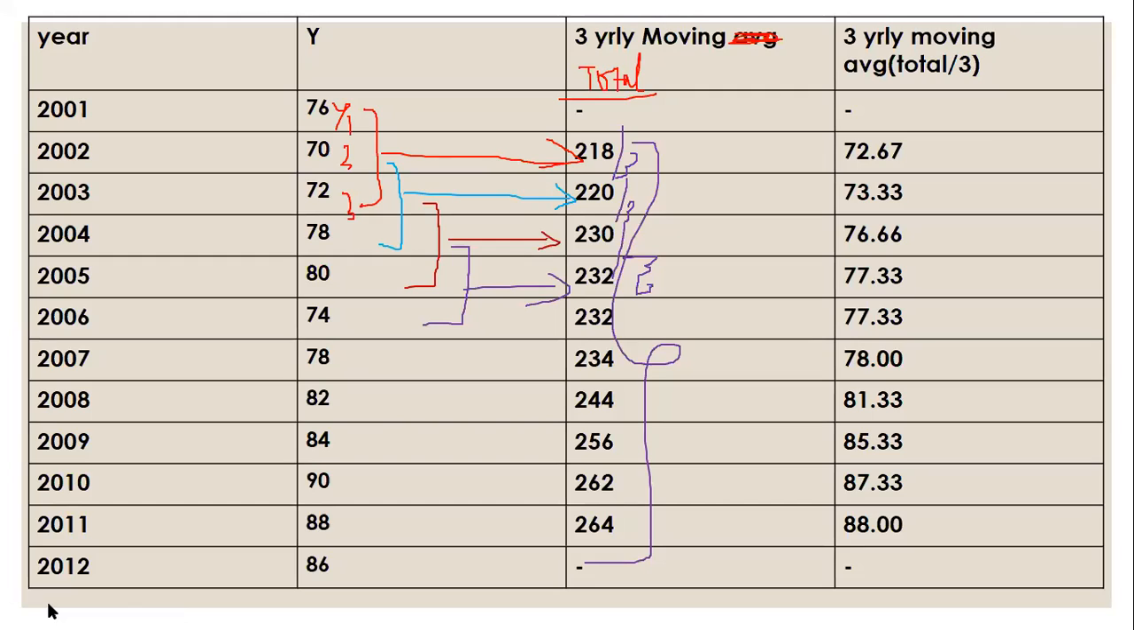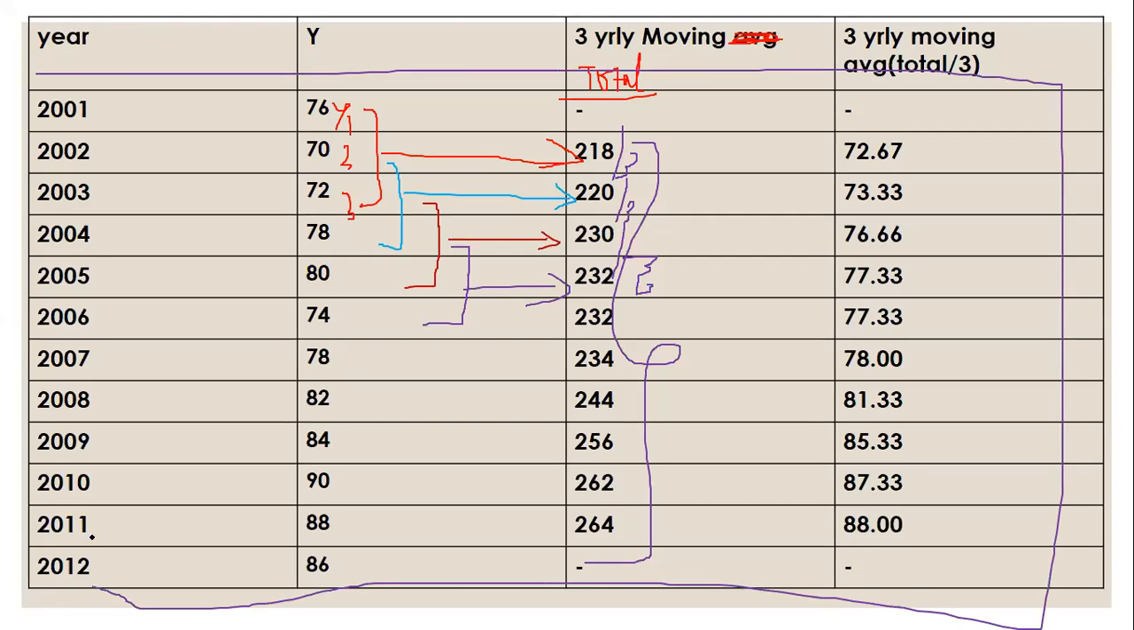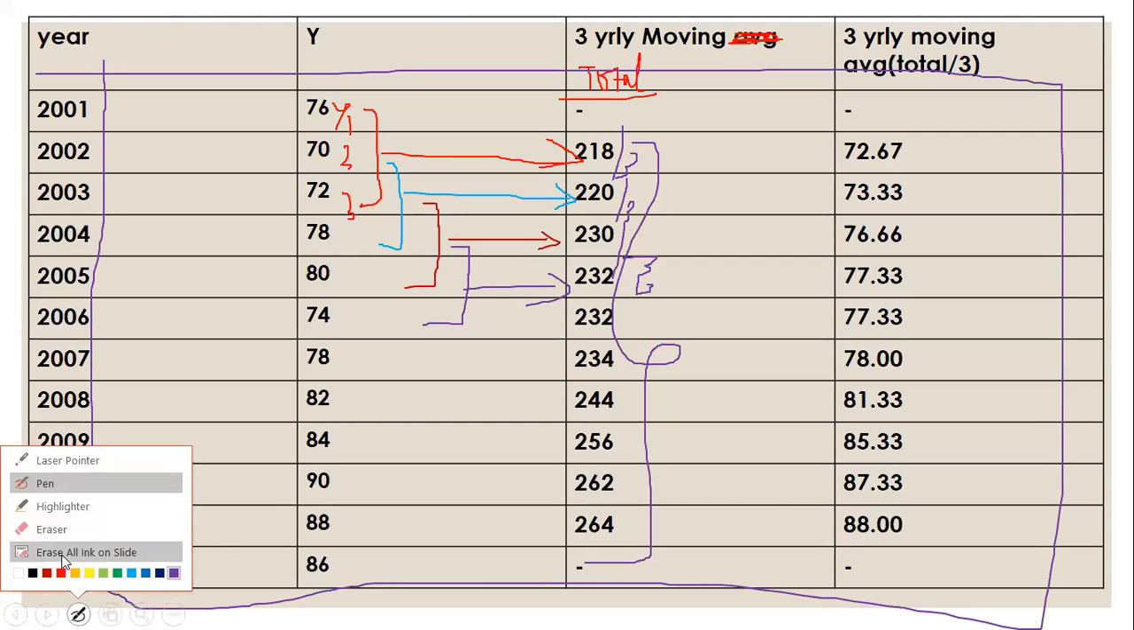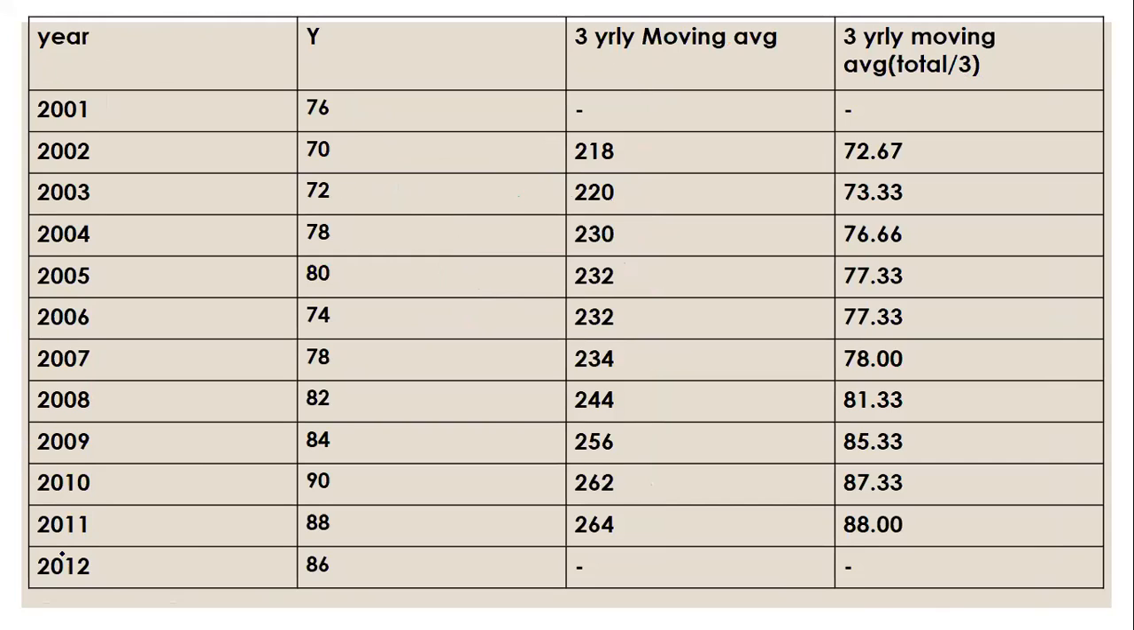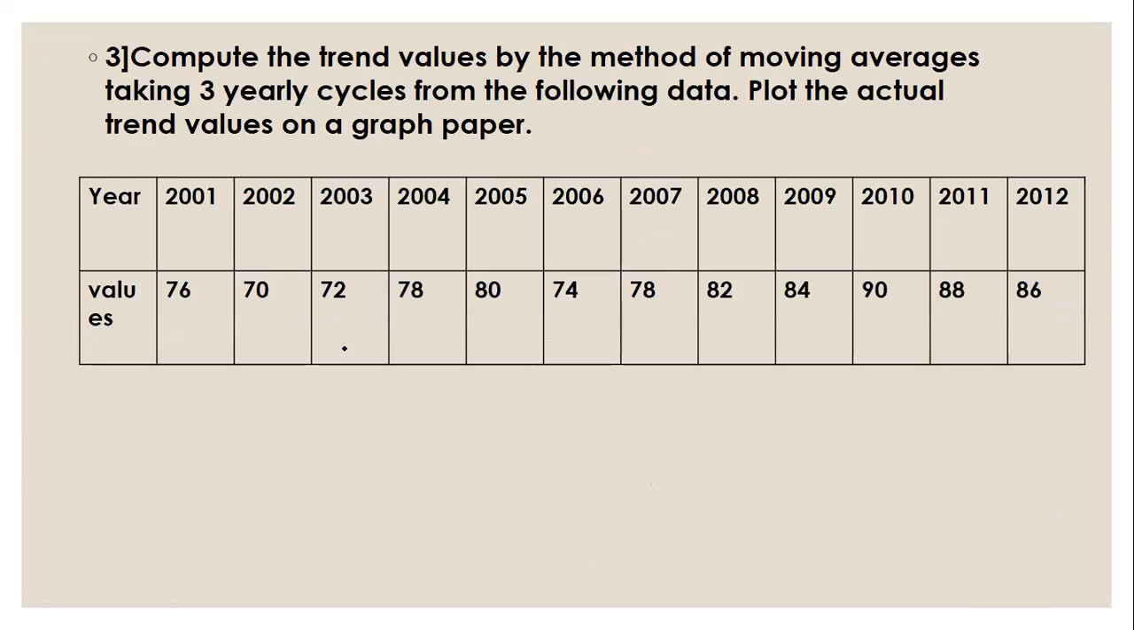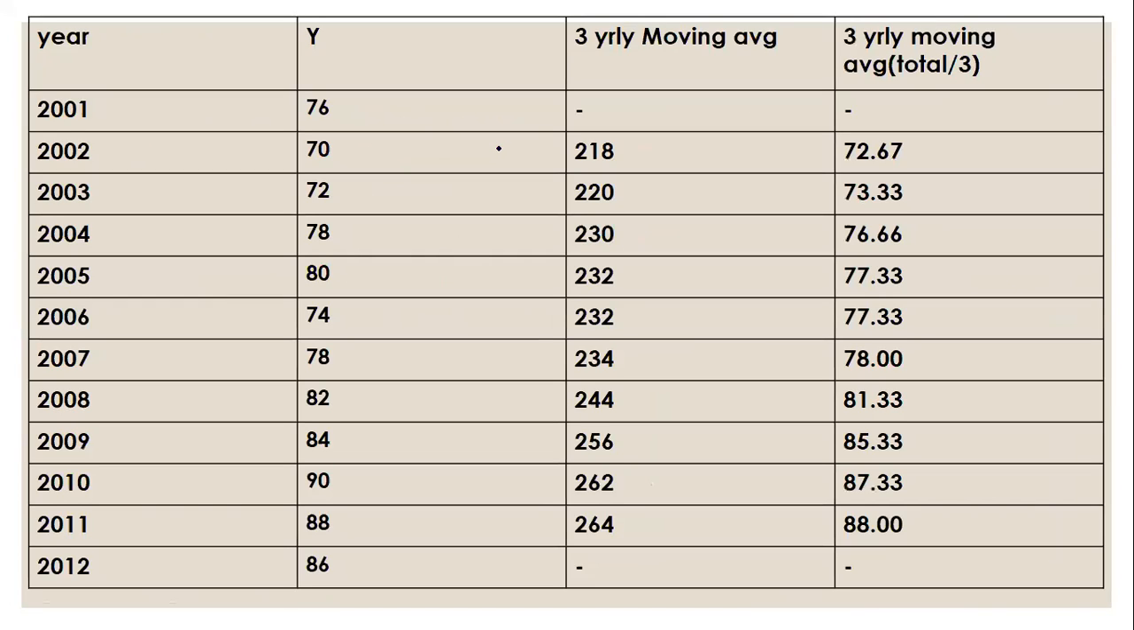Okay, good. Now we have to plot this data, the data of this whole problem, on the graph. Now, how do we plot this in the graph? Let us understand. In the question, they have said to plot the actual trend values on a graph paper. They've asked us for the actual trend values.